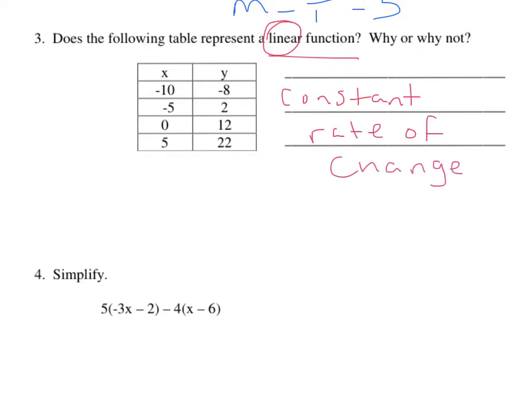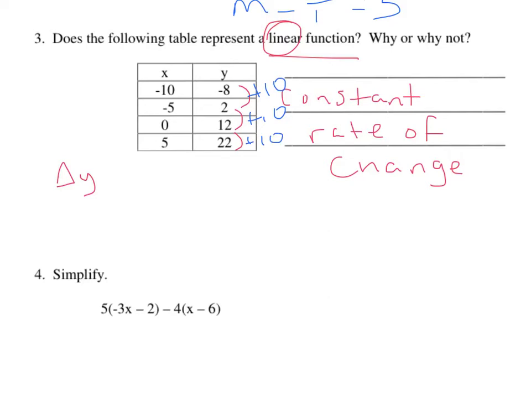And what that means is that we look at the differences in the y's and we make a ratio with the differences in x's. So the ratios have to be the same for all of the changes in y over the changes in x. Okay, so we're going to look at the y values first. So we're going to look at the change in y. And to go from -8 to 2, that's a change of 10. So I have to add 10 to -8 to get to 2. So that's plus 10. Then to go from 2 to 12, that's plus 10. And then to go from 12 to 22, that is plus 10.